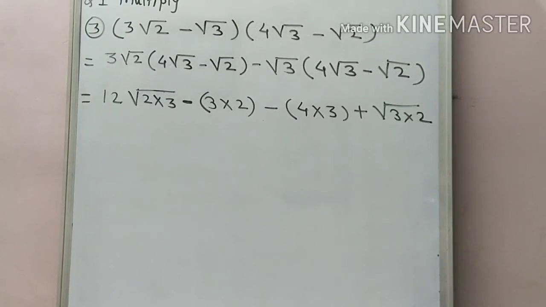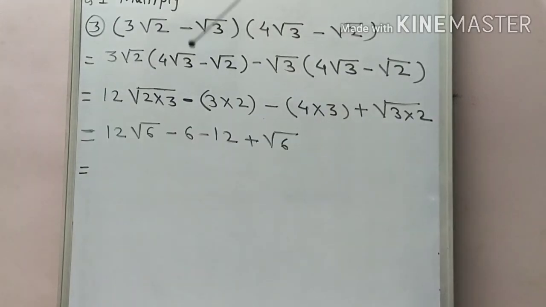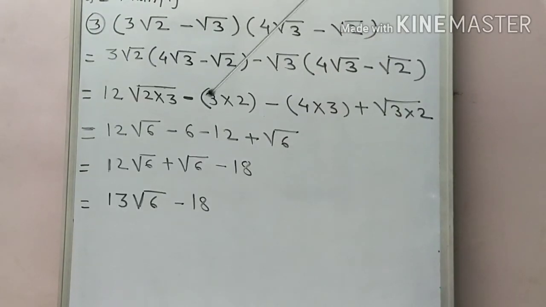Now again we simplify it. Understood this? 12 into root 6, minus this product is 3 twos are 6, again minus 4 threes are 12, plus this product is 3 twos are 6. Now we observe that the first and last terms are like surds, so we take them together and do the operation as addition, because here we have the equal sign of these rational numbers. And hence the answer is 13 root 6 minus 18.